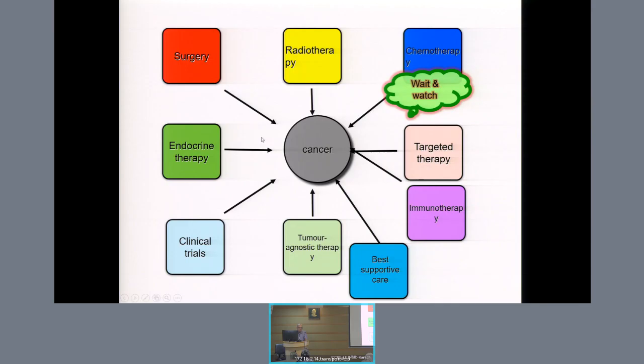Another situation where we follow this wait and watch is those cancers which are rare. For rare cancers, we don't know much information and we don't have effective or evidence-based treatments, because it is not easy to conduct trials for rare cancers. So there also, if the patient has no symptoms, we don't do anything. We just wait till it starts giving problems.